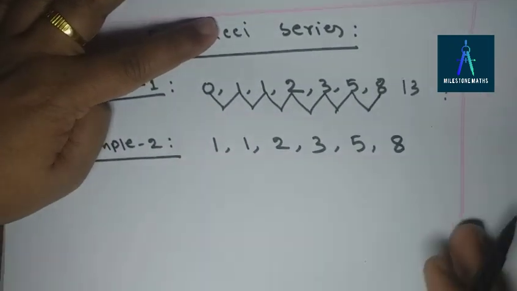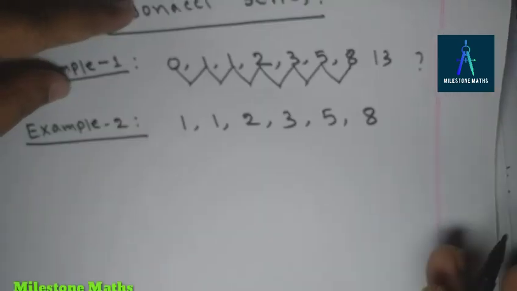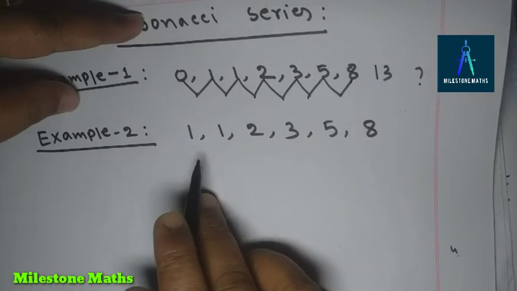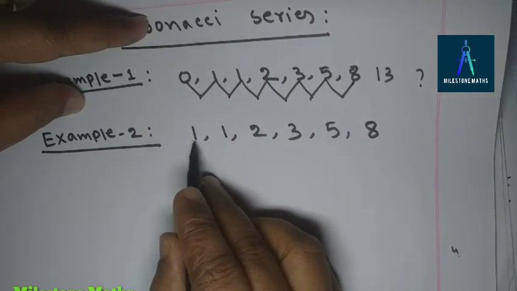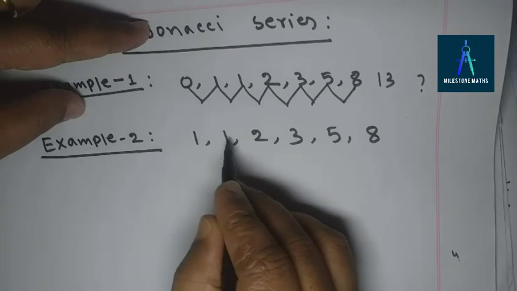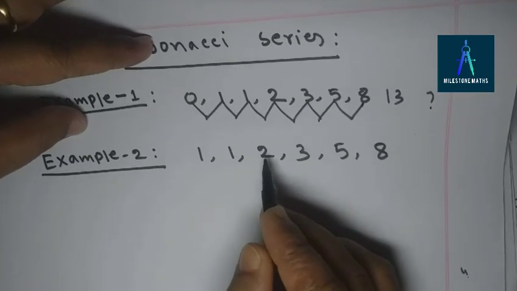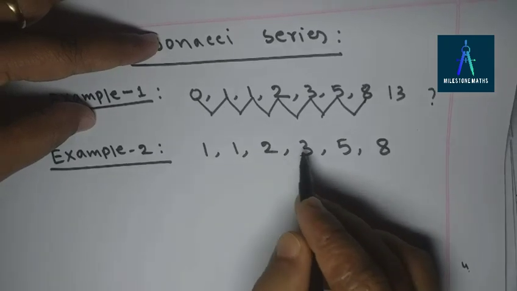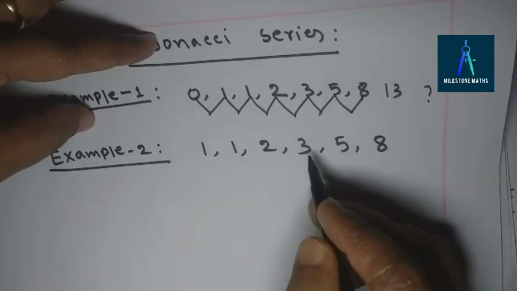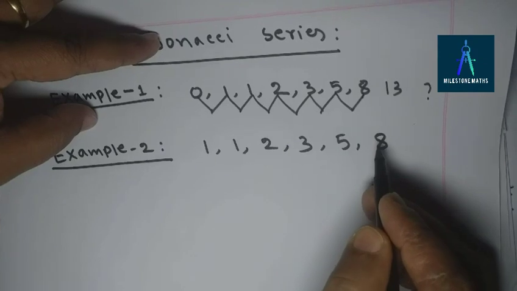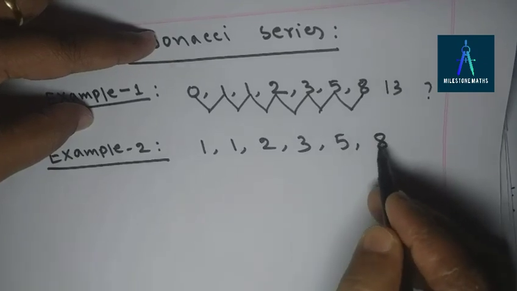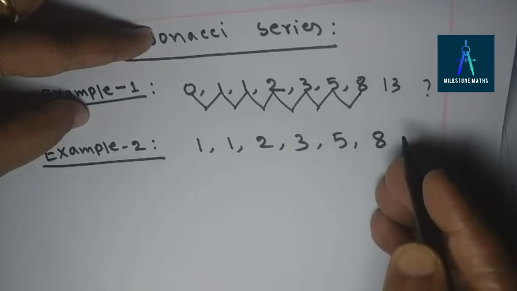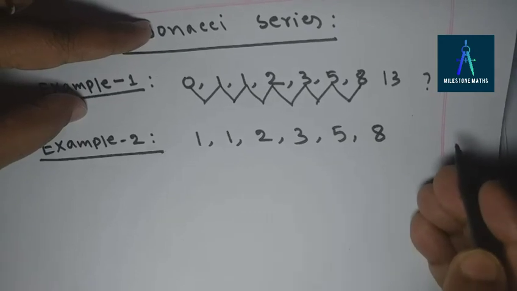Similarly, we will get the next number. And if we follow example 2, the first two numbers, if I add 1 plus 1 we get 2, and 1 plus 2 we get 3, then 2 plus 3 we get 5, then 5 plus 3 we get 8, and 8 plus 5 we get 13, and in this way we will get the next numbers.